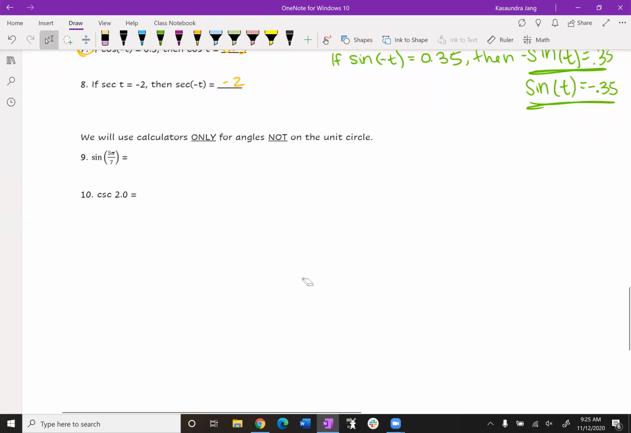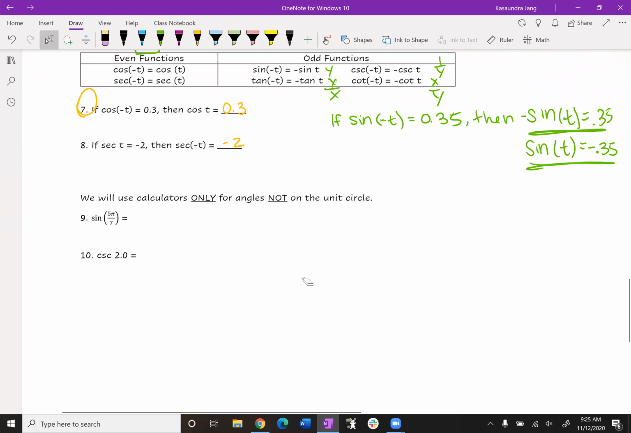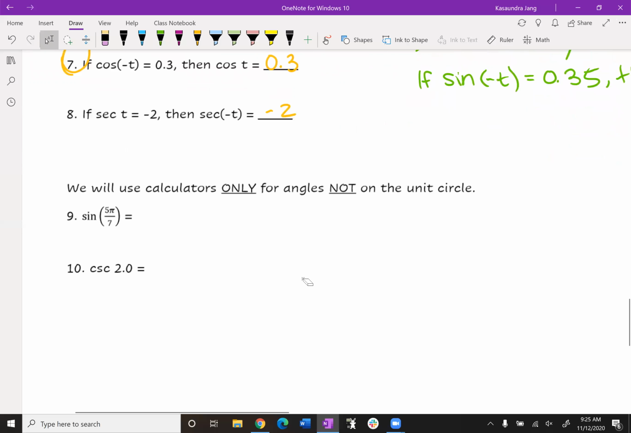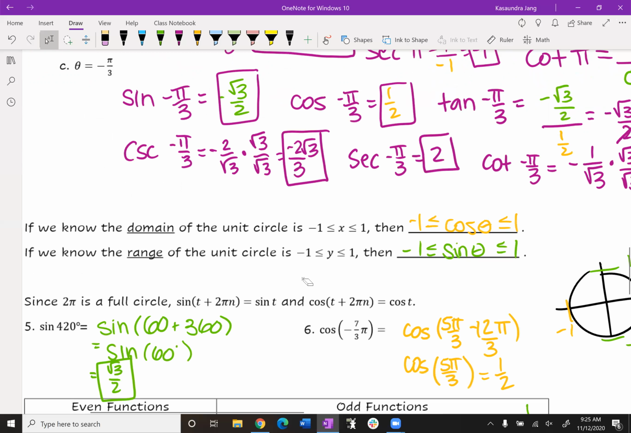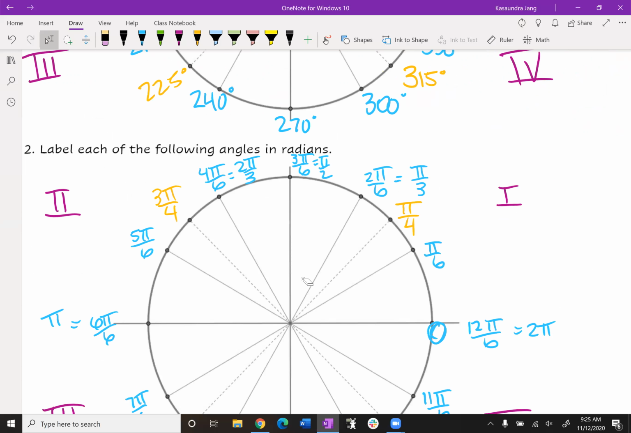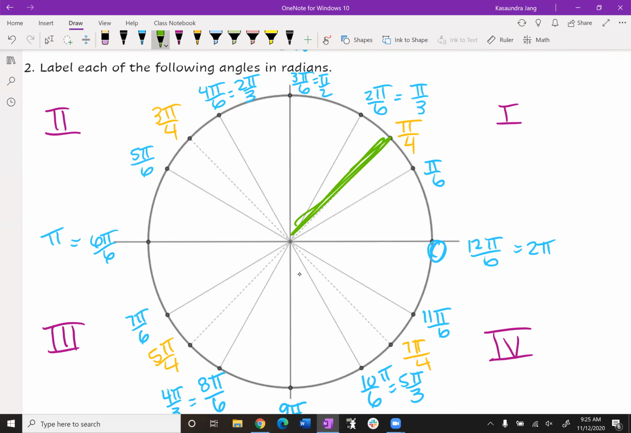So I think this is our last bit for today, actually. It says we will use calculators only for angles that are not on the unit circle. So like these guys up here that we were looking at on our unit circle, if it's not one of those lines that we have on there, I'll show you guys. If it's not like pi fourths right there, if it's something between pi fourths and pi sixths, if it's like this angle right here, it's not on my unit circle, I have to use a calculator. But we do expect that you use the unit circle, not a calculator, for these specific angles that we have on here.